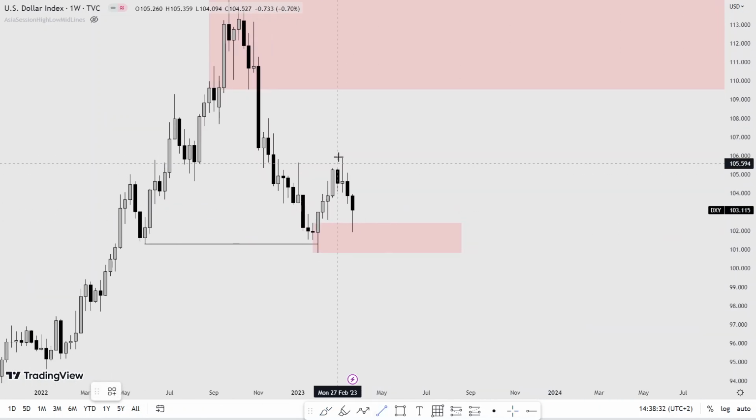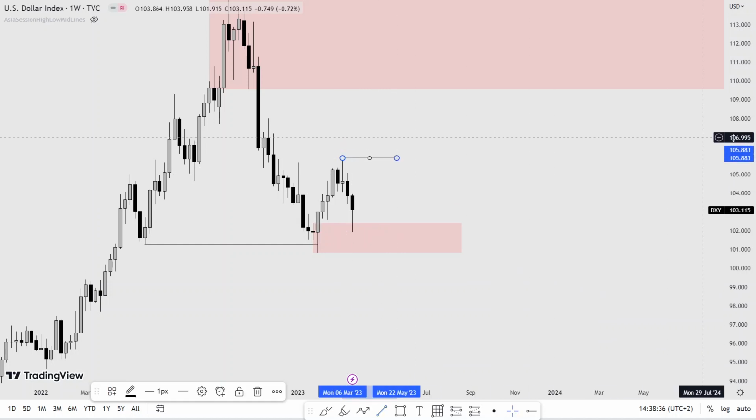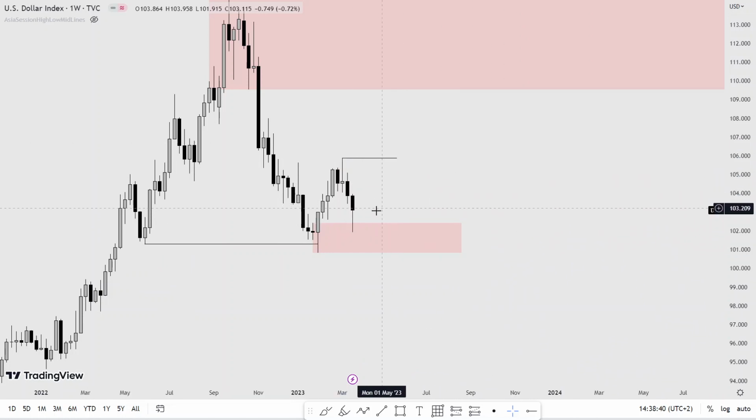So for this week, expecting DXY to be above 105. I expect price to be above here on DXY. One weekly candle to trade above here. That's the view which I have on DXY.